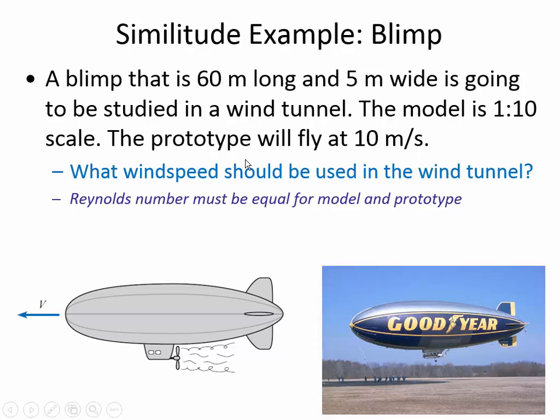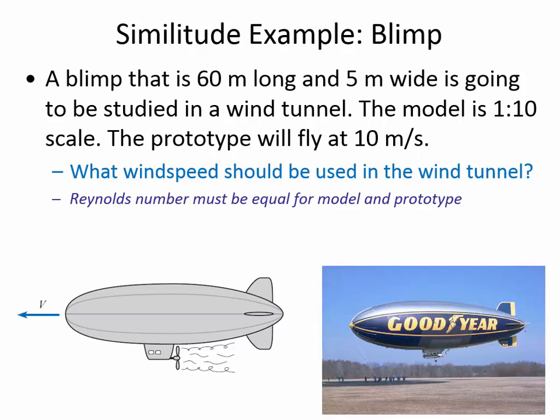The prototype is going to fly at 10 meters per second. And so the full scale item will fly at 10 meters per second. And so we want to find, for example, what forces are going to be acting on the front of the prototype in the real world. And we're going to be testing that in the wind tunnel with our model. And the question is asking here, what wind speed should we use in the wind tunnel? So let me show you what procedure we use for solving a problem like this.